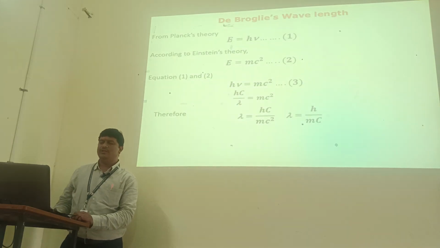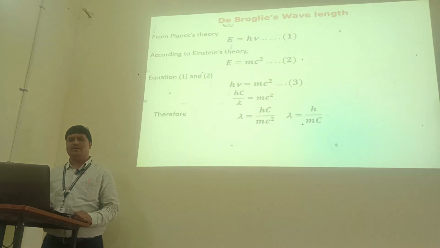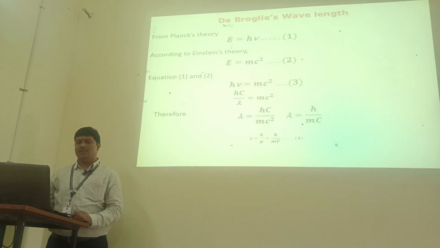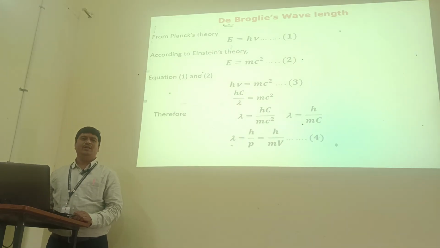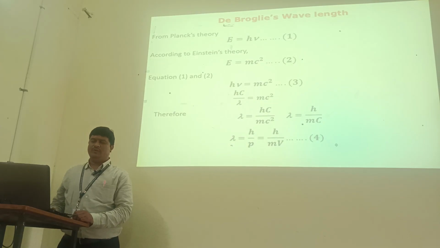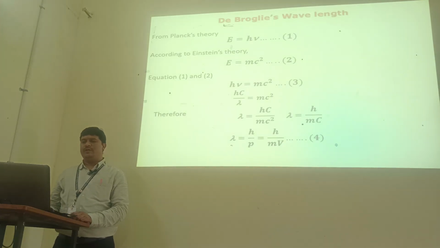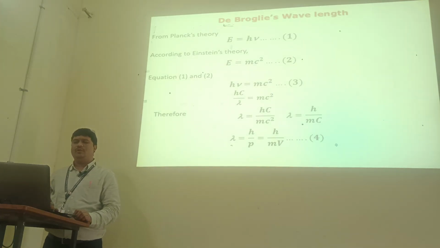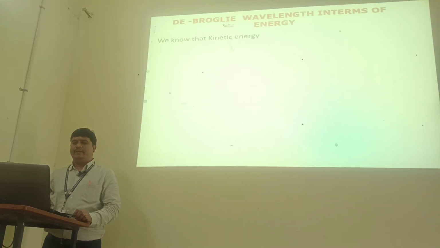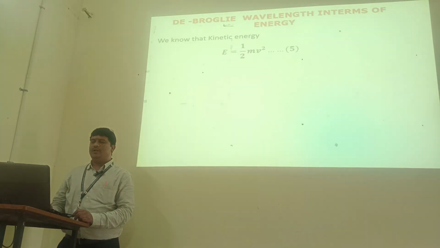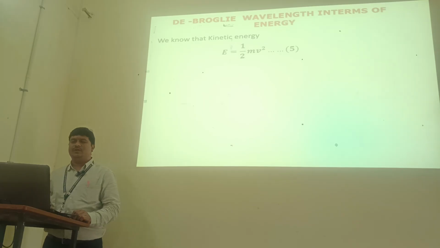Here, m is the mass of the particle, c is the velocity of light, h is the Planck constant. So, mass into velocity is nothing but momentum. Therefore, lambda equal to h by p or h by mv. This is the de Broglie wavelength equation. Next, we have the de Broglie wavelength in terms of energy.